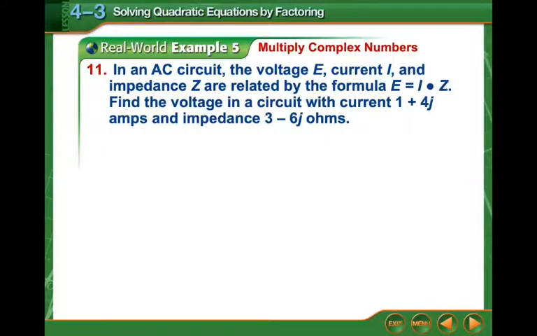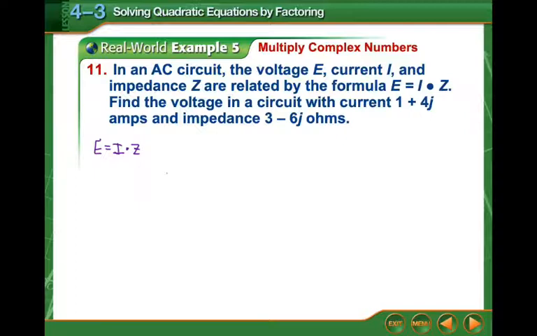Alright, so this one here is looking at multiplying complex numbers together, but really it's just like multiplying binomials. In an AC circuit, the voltage E, current I, and impedance Z are related by the formula E equal to I times Z. We want to find the voltage of the circuit with current of 1 plus 4J amps and an impedance of 3 minus 6J amps. Or ohms, not amps.